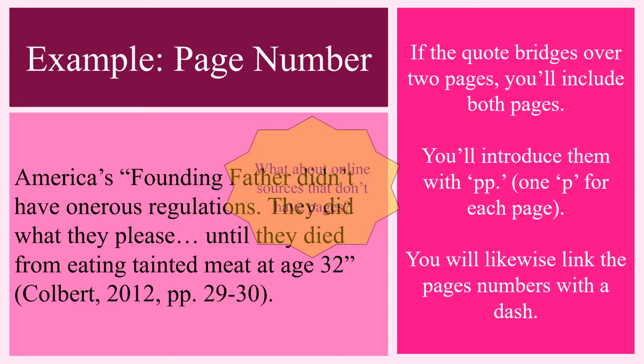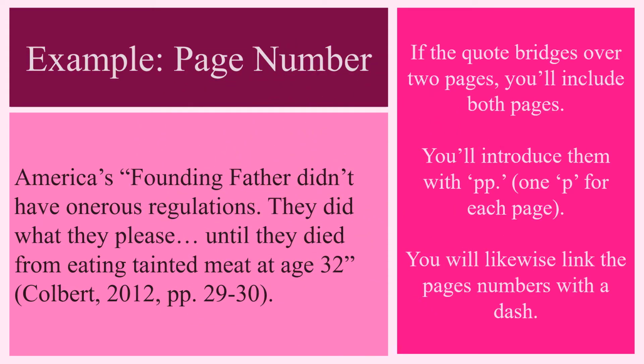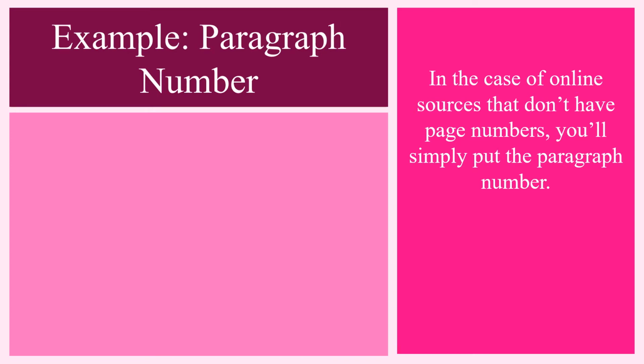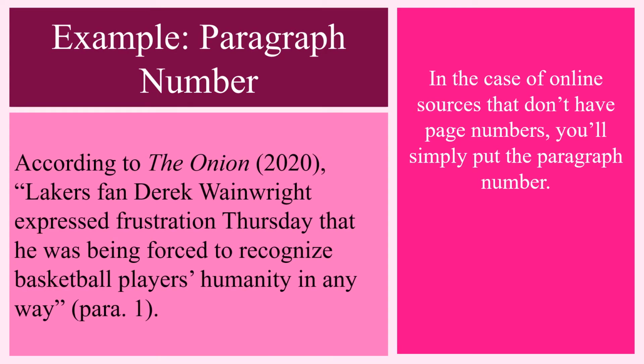But what about online sources that don't even have pages? How do we create citations for them when we're using a direct quote? In the case of online sources that don't have page numbers, you'll simply put the number of the paragraph from which you took the quote. Here we have an example. According to The Onion (2020), Lakers fan Derek Wainwright expressed frustration Thursday that he was being forced to recognize basketball players' humanity in any way.